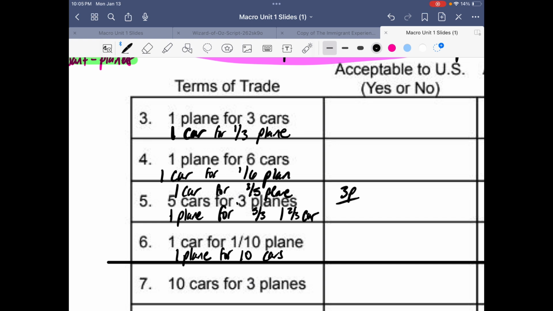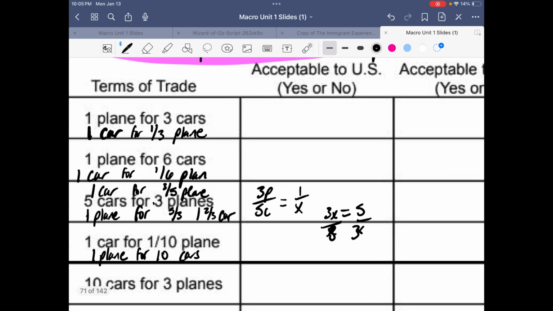Okay. Another way of looking at that, you could do this. If 3 planes is equal to 5 cars, then what is 1 plane equal to? And you could fill out X, and you get 3X, then you get 5, and we divide by X, we divide by X, divide by 3, and we would get 5/3, which is what we got here. And so that would be 1 2/3. Okay. All right, we're moving forward now.